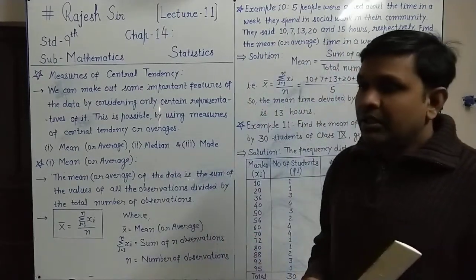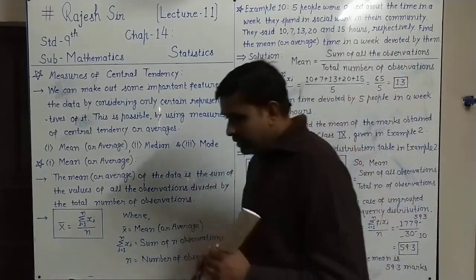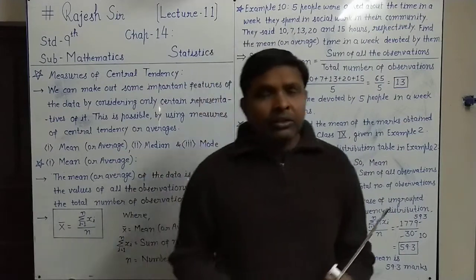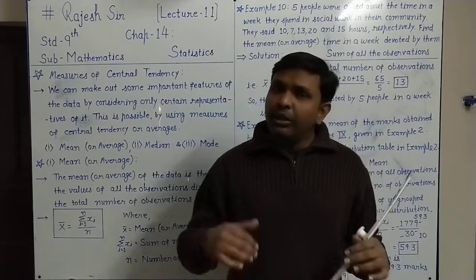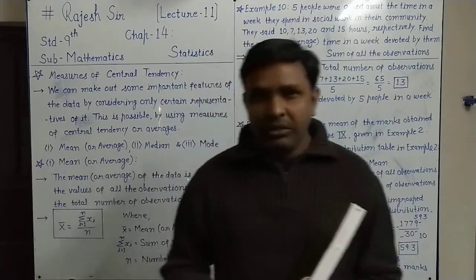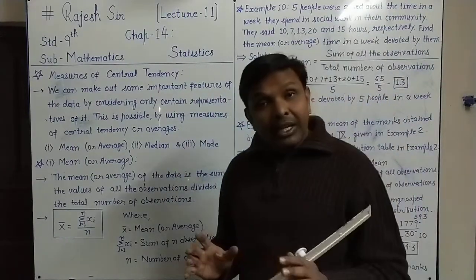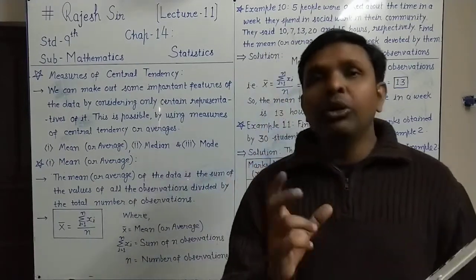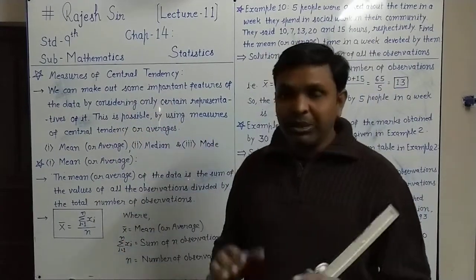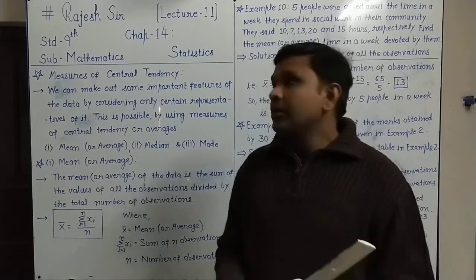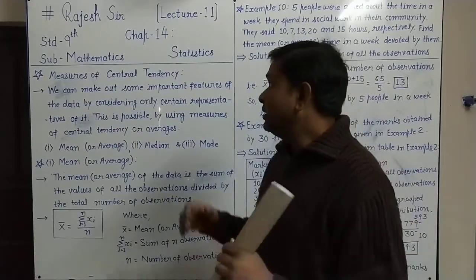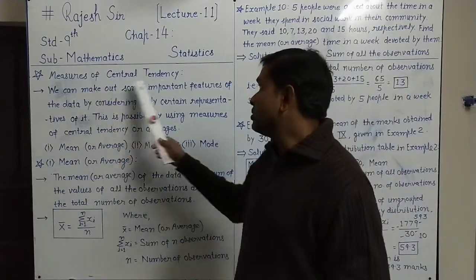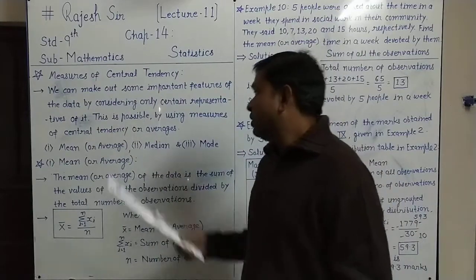Now the question is, after representing the data by the graph or by the frequency distribution table, do we have to go through every observation? Is there any possible way by which, by giving some certain number only, we can represent the whole data's meaning? So yes, it is possible, and this type of numbers are called measures of central tendency.